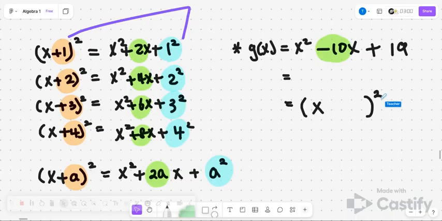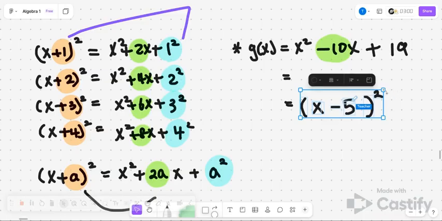You just take half of it, which is -5. You just keep the sign. If it's negative, negative. If it's positive, then it's going to be positive. So this is our final goal.